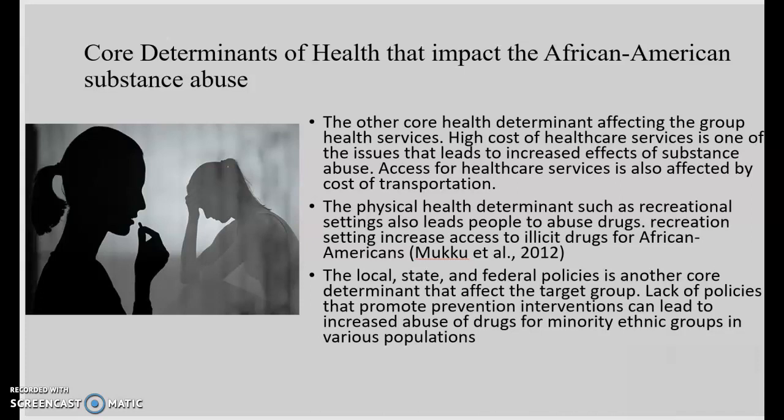The local, state, and federal policy is another core determinant that affects the targeted group. Lack of policies that prevent interventions can lead to increasing abuse of drugs for minority ethnic groups such as African Americans.